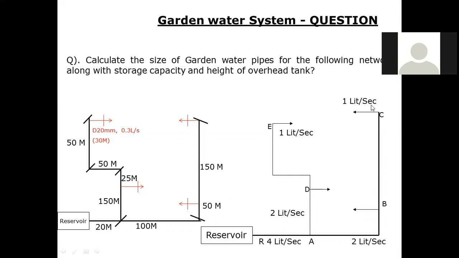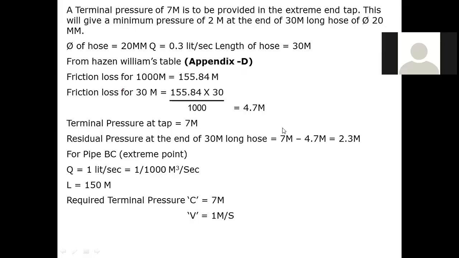So here it is 1 liter per second. There will be 3 sprinklers in this line in order to get 1 liter per second, because each sprinkler gives 0.3 liter per second. So 0.3 into 3 is 0.9, which is approximately 1 liter per second. Here also 1 liter per second, here also, here also. So 3 plus 3 plus 3 plus 3: 3 plus 3 is 6, 6 plus 3 is 9, 9 plus 3 is 12. So total 12 sprinklers or taps are there.